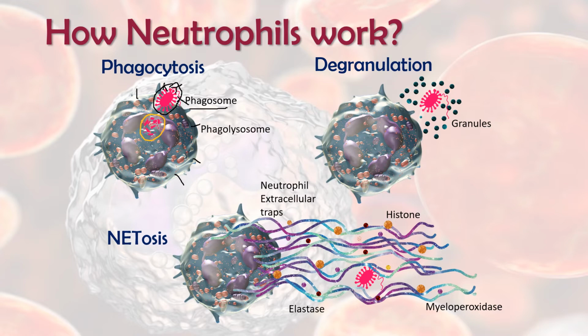The lysosomal bodies, or we can say the granular content, fuse with the phagosome and form phagolysosomes, where pathogens get digested. It breaks down into smaller and simpler fragments. Neutrophils are known for their protein destroying and bactericidal properties.